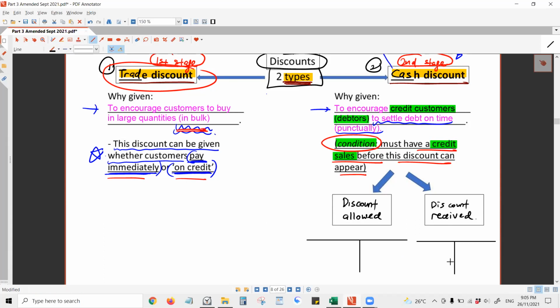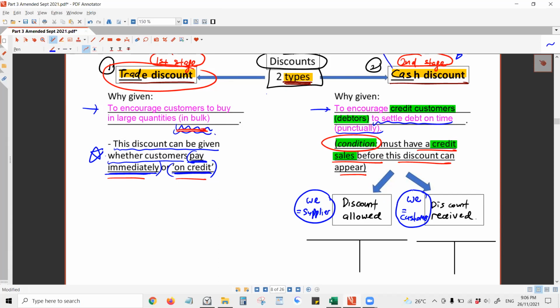Okay, and then you draw two T accounts here. So let me repeat. Cash discount is also known as discount allow and discount receive. So why is there a need to have so many names for cash discount? It is for the purpose of doing the T accounts. I show you. When we are the supplier, we call the cash discount discount allow. On the other hand, if we are the customer, we call the cash discount discount receive.